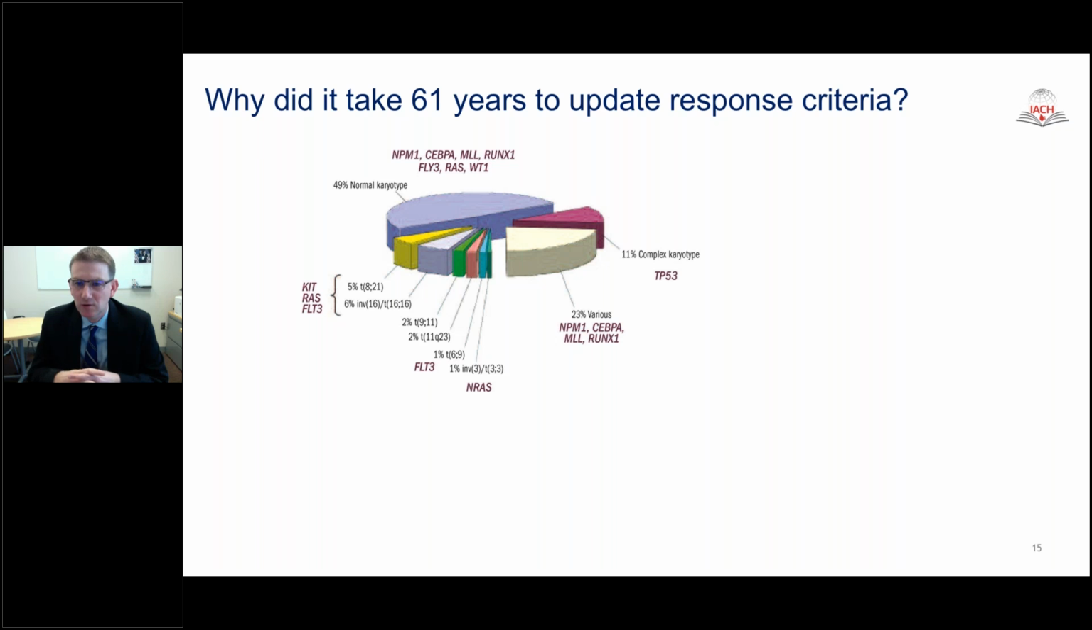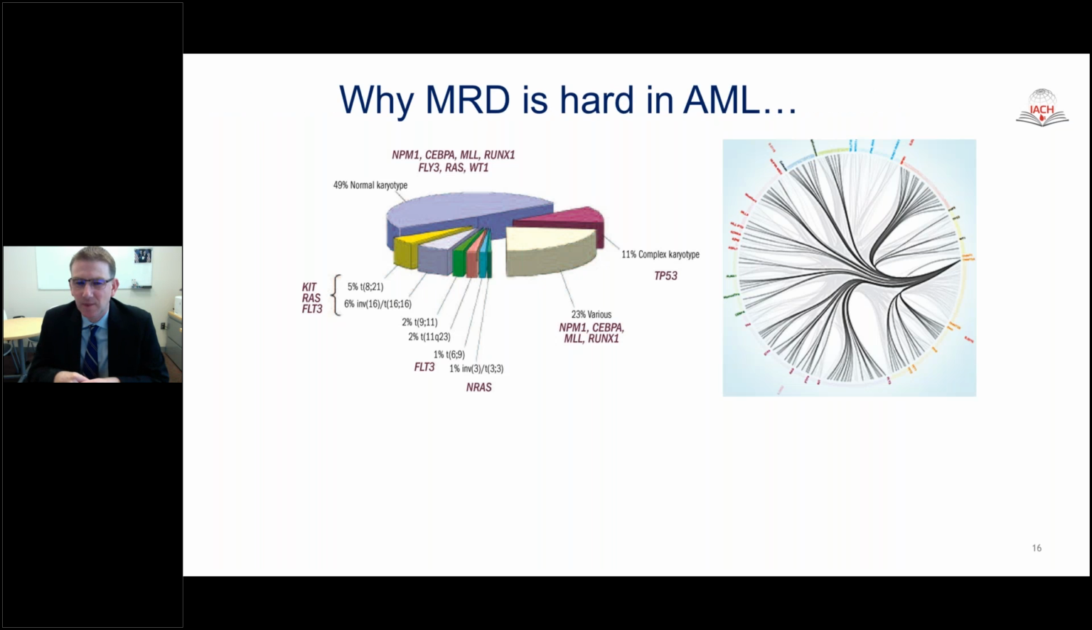We already knew AML was a genetically heterogeneous disease on the basis of cytogenetics. I'm showing you here the Cancer Genome Atlas studies in the past 10 years have really shown us that there's many different ways you can combine somatic mutations to make a leukemia. This is a Circos plot showing the combinations of somatic mutations that go together to make an AML.